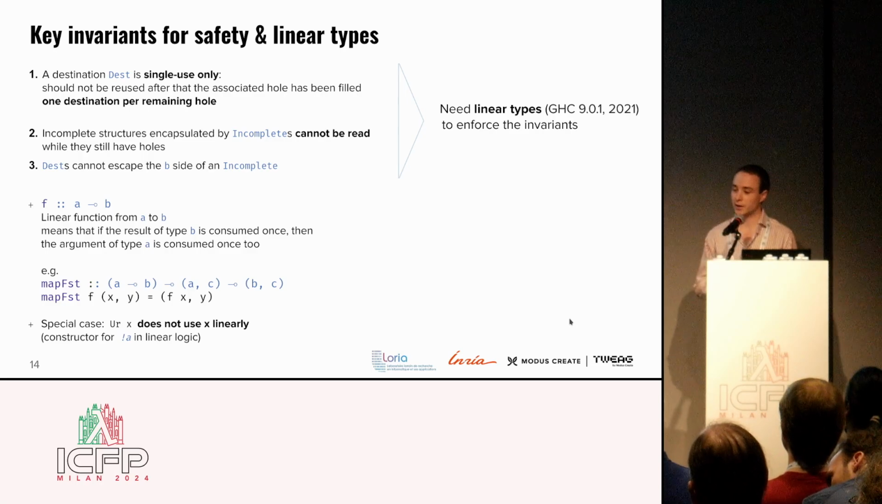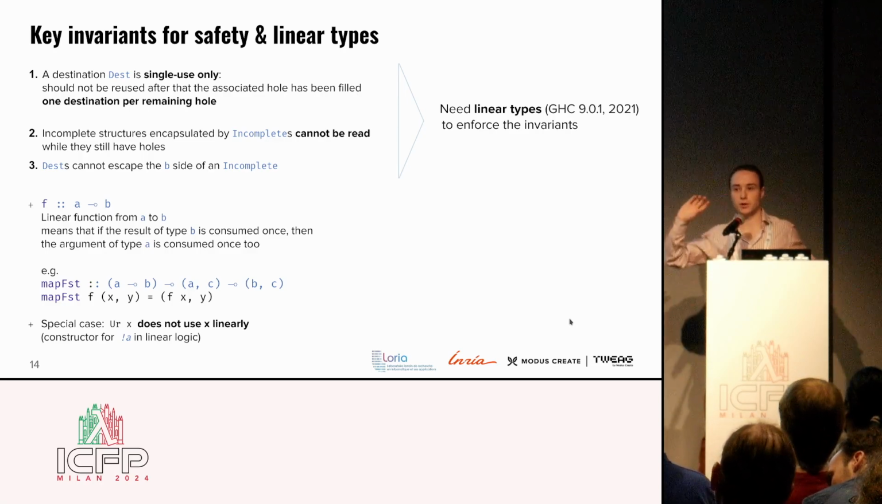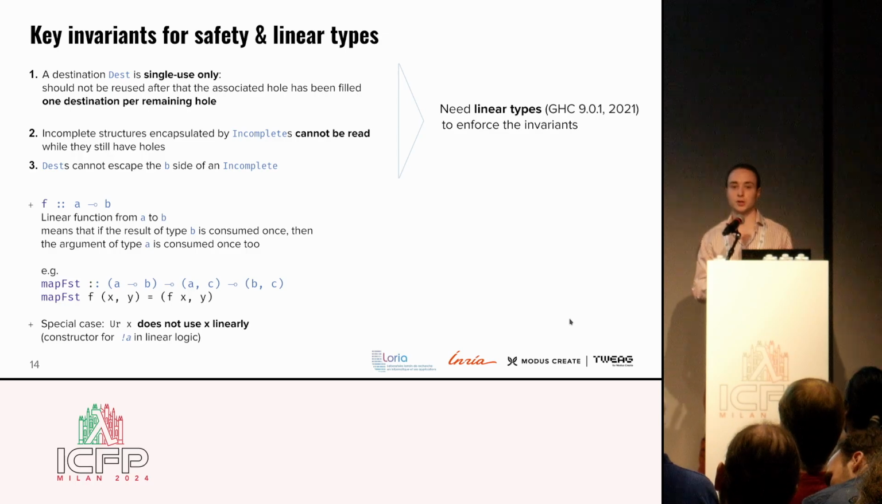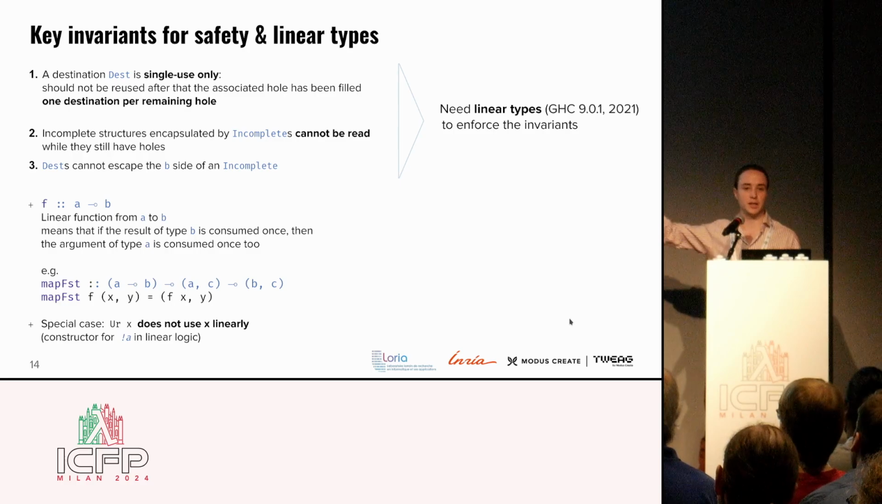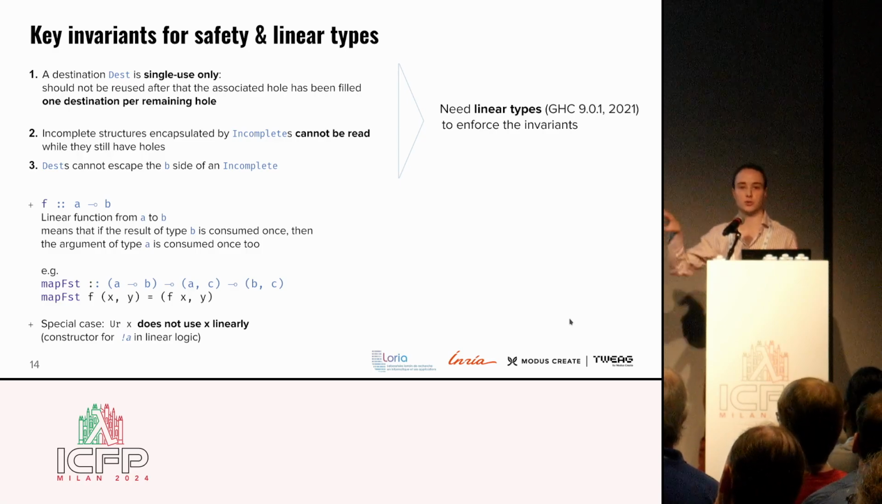And second thing, the structure that is being built should not be visible by the user while it still has holes, of course, because we don't want to read unspecified memory. And finally, dest should not escape the incomplete scope, because if dest can be lost somewhere, then we cannot enforce that the structure is complete when there is no destination remaining on the B side.